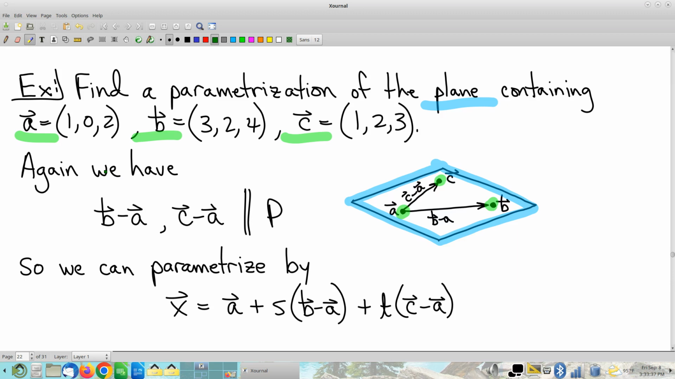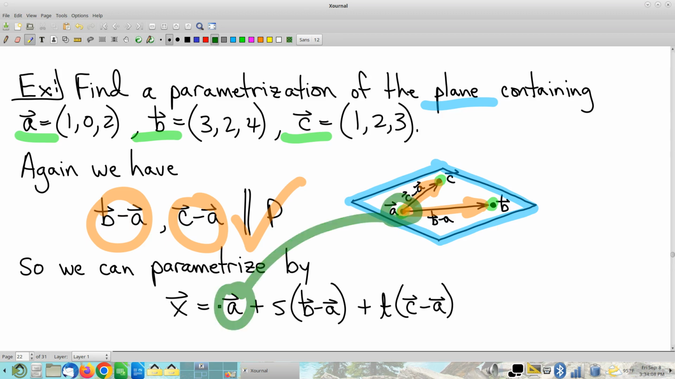Okay, 2 vectors now parallel to the plane. That's the next thing that I need. Well, again, we've been down this road before. We've used this tool before. When you have points in a plane, subtracting one from the other 2 gives me 2 vectors parallel to the plane. Very cool. And so, we're in business then. The point in the plane is A. The 2 vectors parallel to the plane are B minus A and C minus A. And here then is our parameterization.